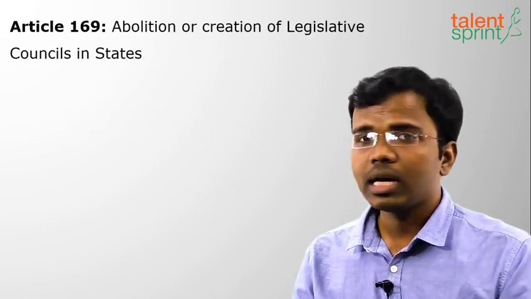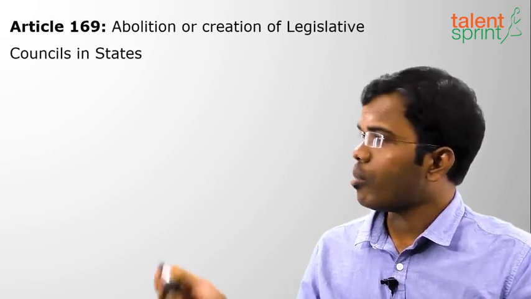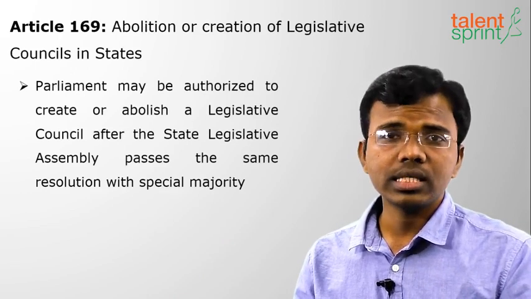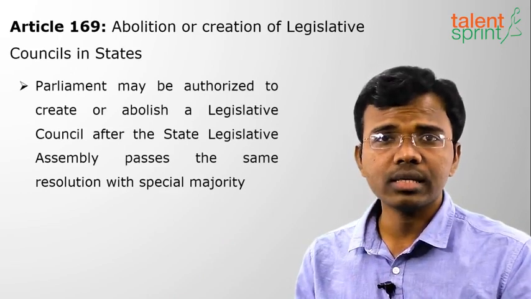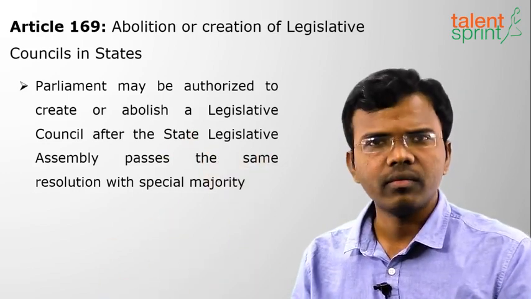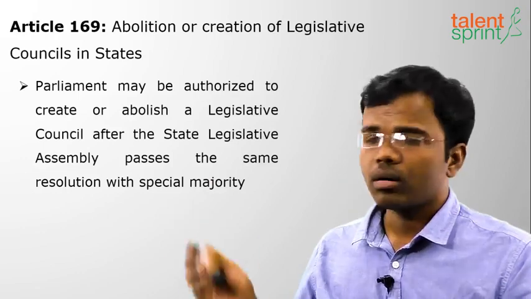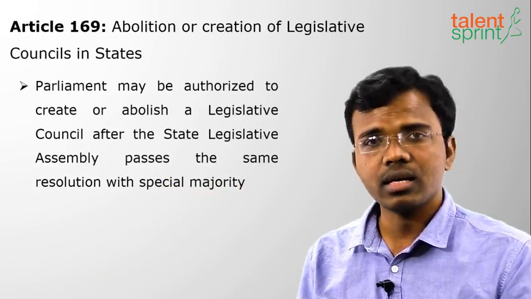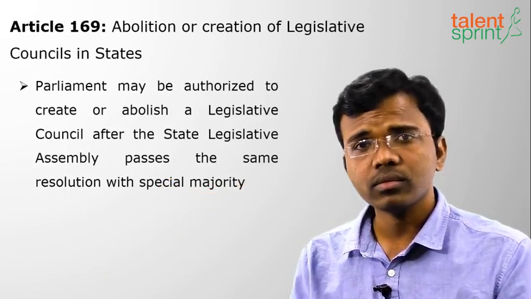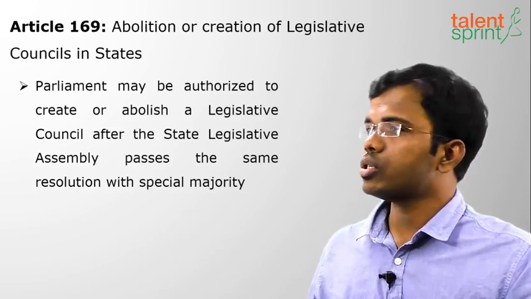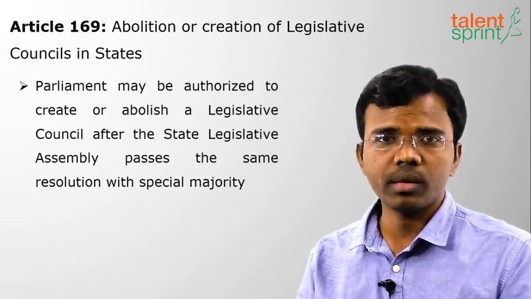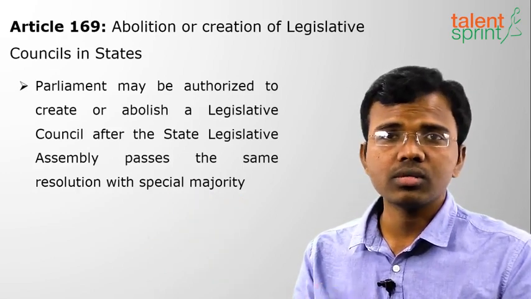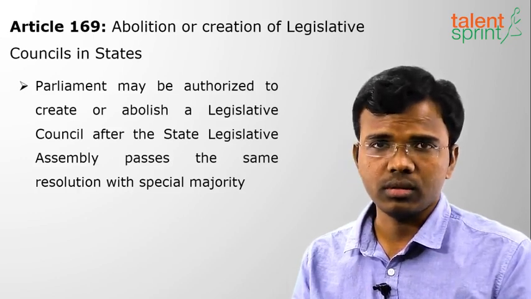So moving on to the article number 169, abolition or creation of legislative council. So who can create a legislative council or remove a legislative council? It is a parliament. When can it create or break a legislative council? When the state legislative assembly passes a resolution for either creation or for the removal with special majority, that is 2/3 of the total members of the house. So then the parliament can create a legislative council or abolish a legislative council.